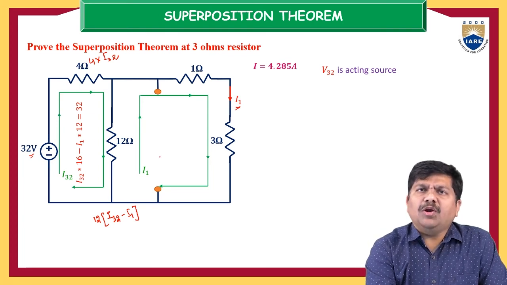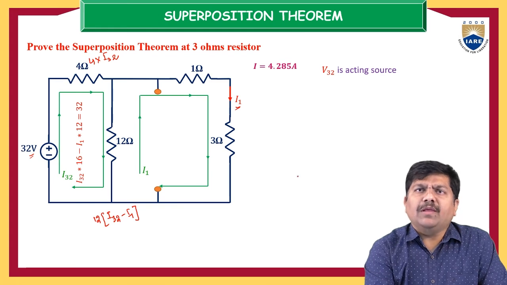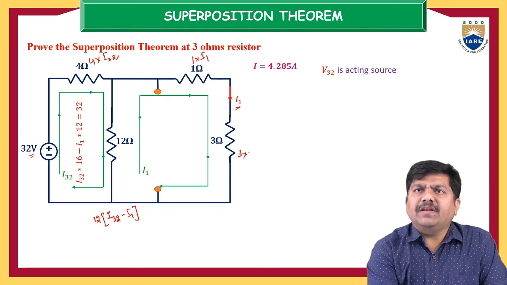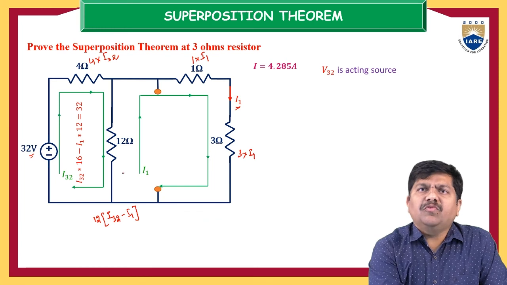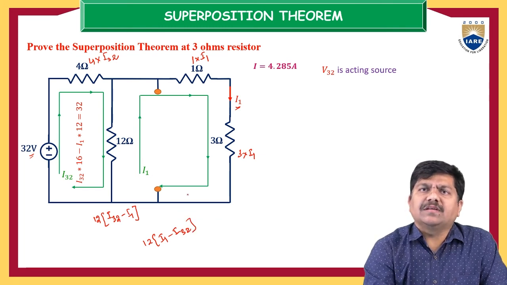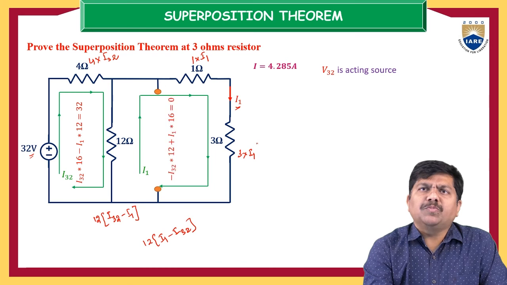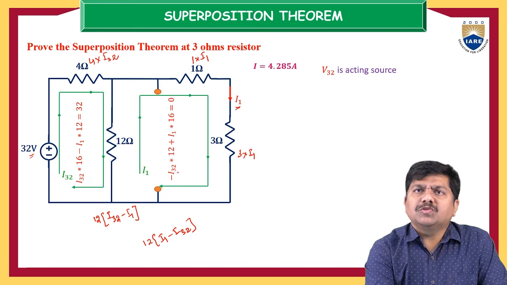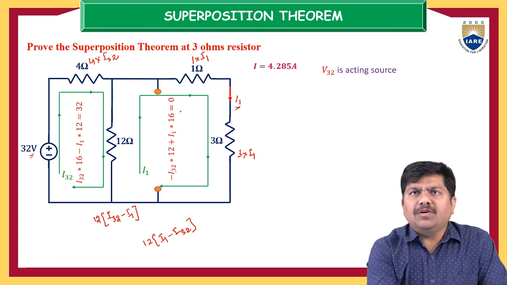Similarly, now in the second loop, what happens? There are no energy sources available, only drops. The first is 1 into I1, the drop across this, then 3 into I1, the drop across this, and then 12 into (I1 minus I32), the drop across the 12 ohm resistor. The sum of all these values must be equal to 0. So 12 I1, 1 I1 and 3 I1, so 16 into I1, and minus 12 into I32 is equal to 0.